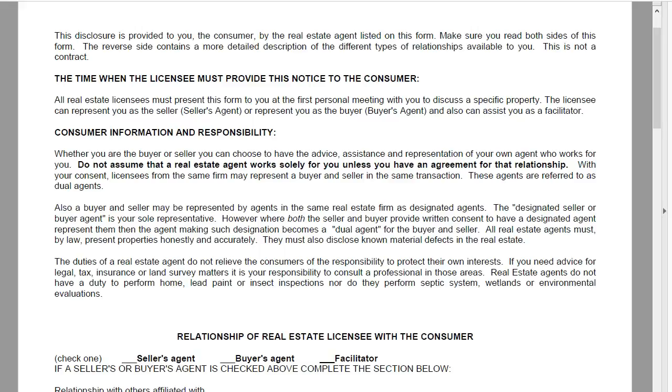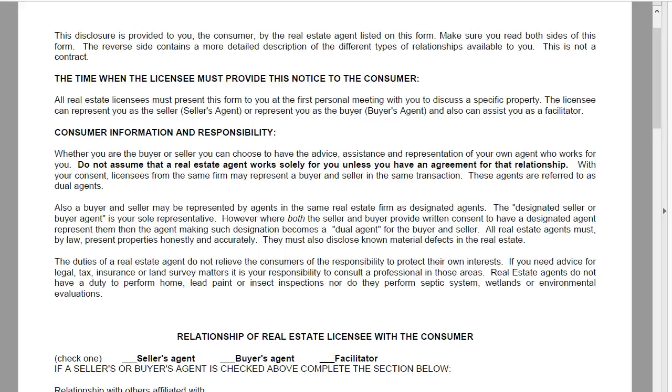Okay. Also, a buyer and seller may be represented by agents in the same firm as designated agents. The designated seller agent or buyer agent is your sole representative. However, where both the seller and buyer provide written consent to have a designated agent represent them, then the agent making such designation becomes a dual agent. Okay, that makes sense.